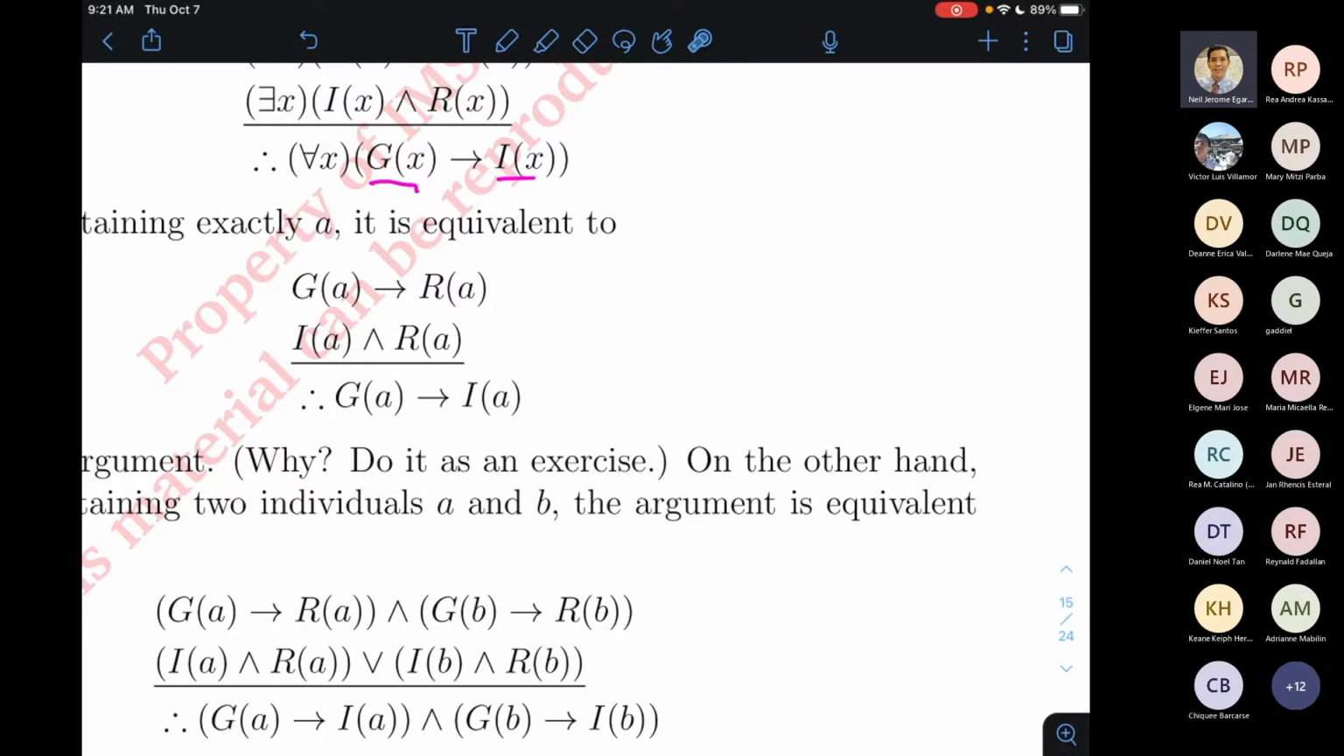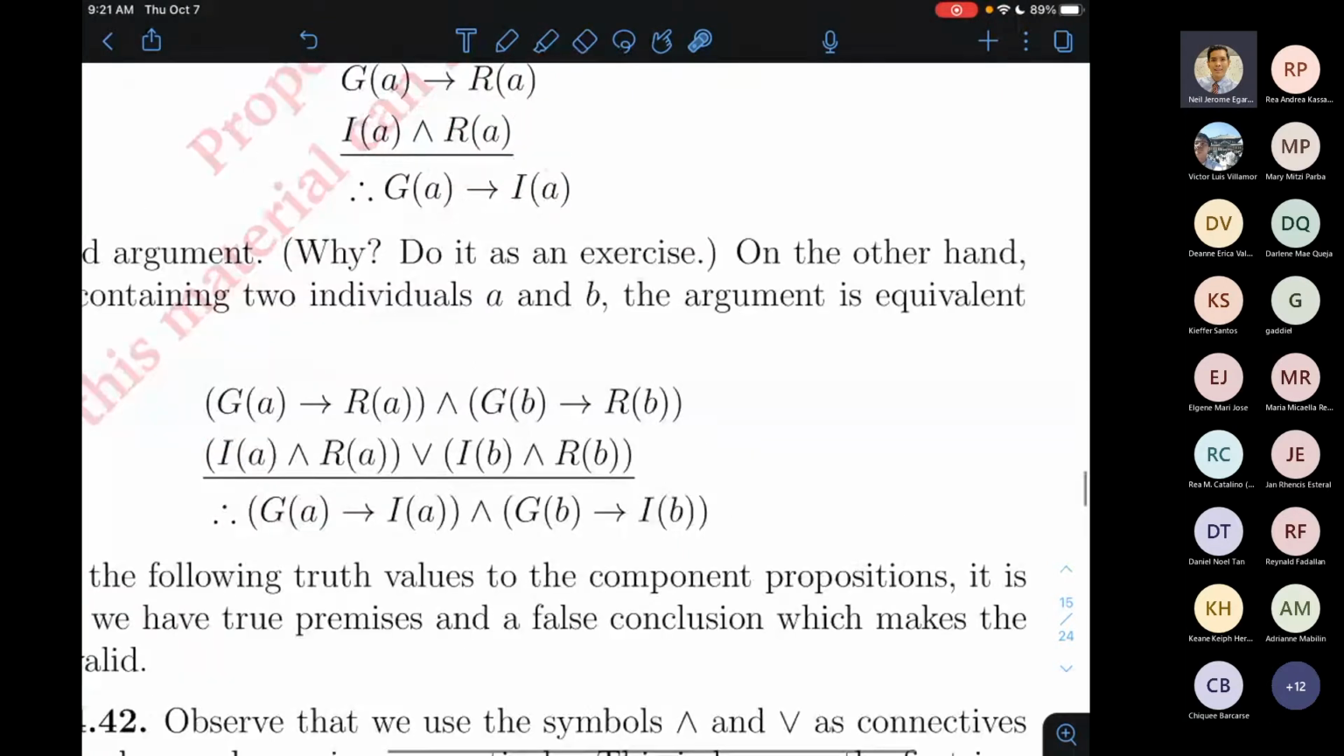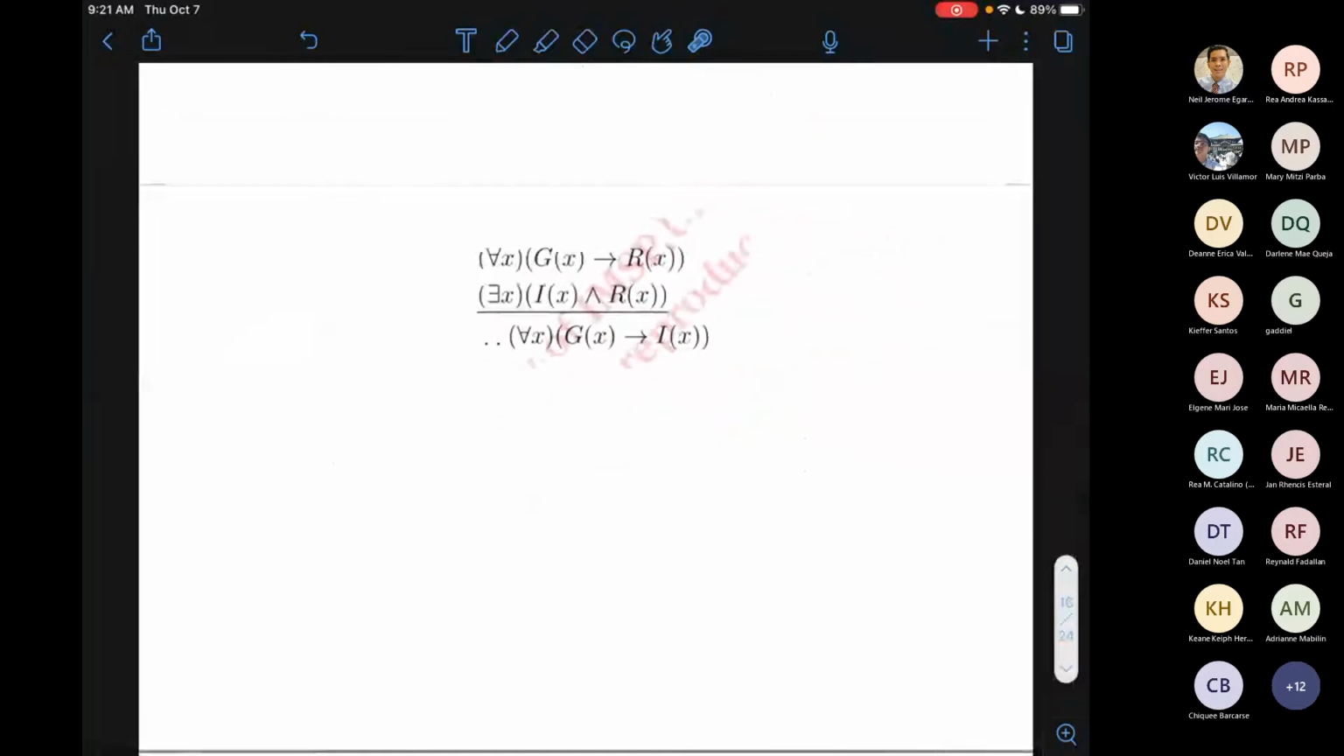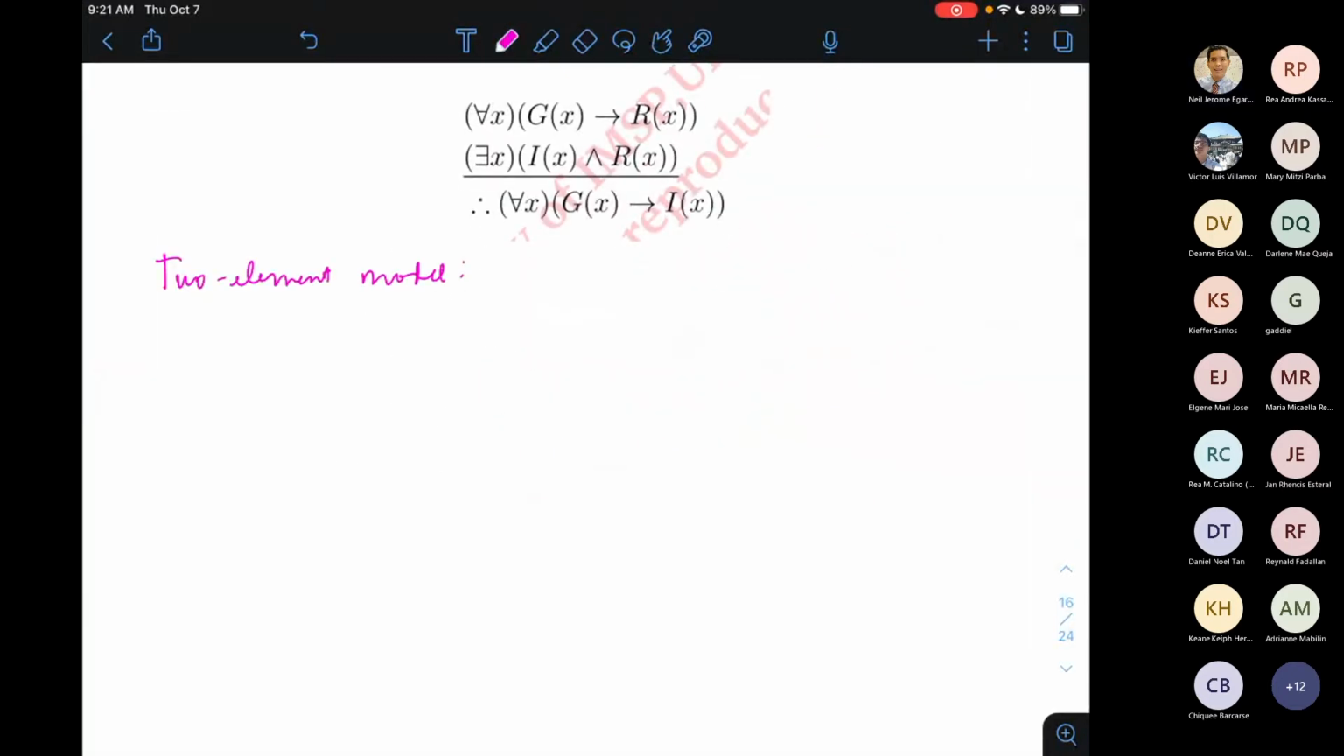Maybe we can do that here. So we consider a two element model. So suppose the domain is the set containing little a and little b. So kunwari, dalawa lang yung laman ng universe para madali siyang i-analyze. Okay. Now, let's see. How do we specify the quantified predicates?